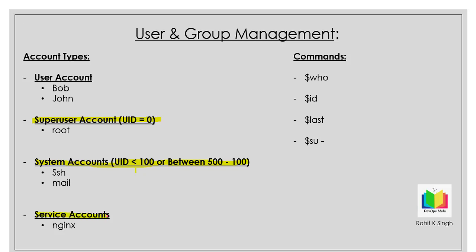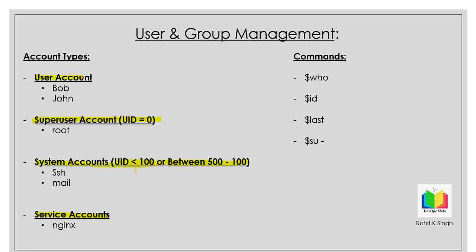The other type of user, so this is the fourth type, is the service account. Okay, so service IDs we create when you install any services like Nginx. We need to create an Nginx user if you go with the configuration. If you're installing Apache, you need to create HTTPD users. So these are related to the services which you're using.